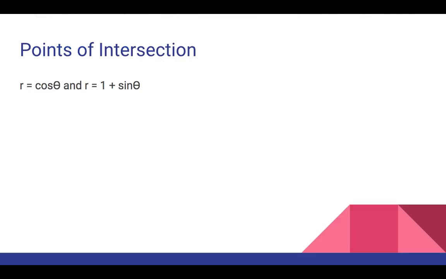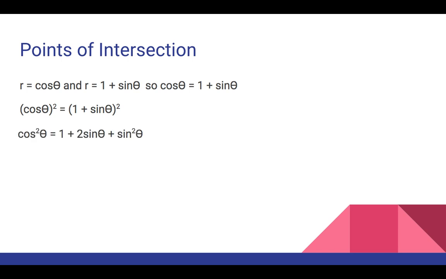Now we will find our points of intersection so that we can set up the integral of the gray area that is in the previous slide. This is done by setting r equals cosine of theta and r equals 1 plus sine theta equal to each other. Both sides of this equation can then be squared, and we are left with cosine squared theta equals 1 plus 2 sine theta plus sine squared theta.